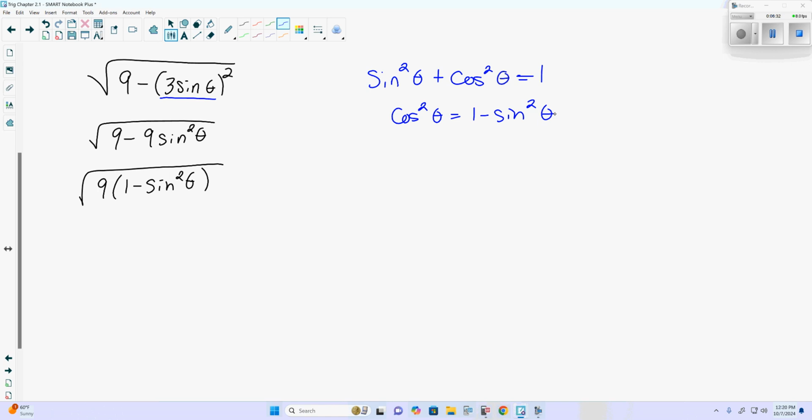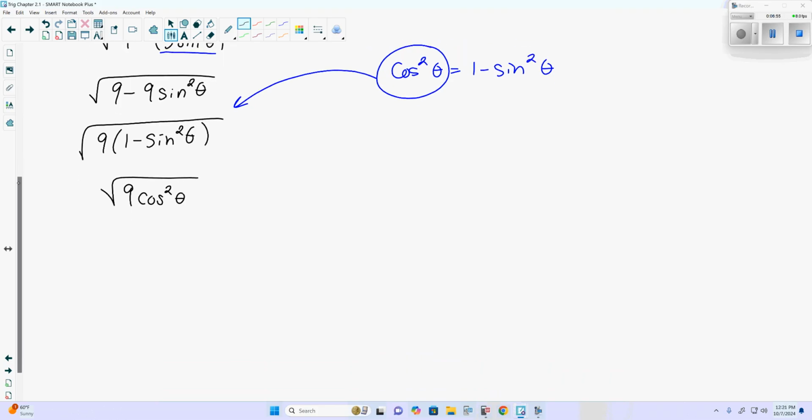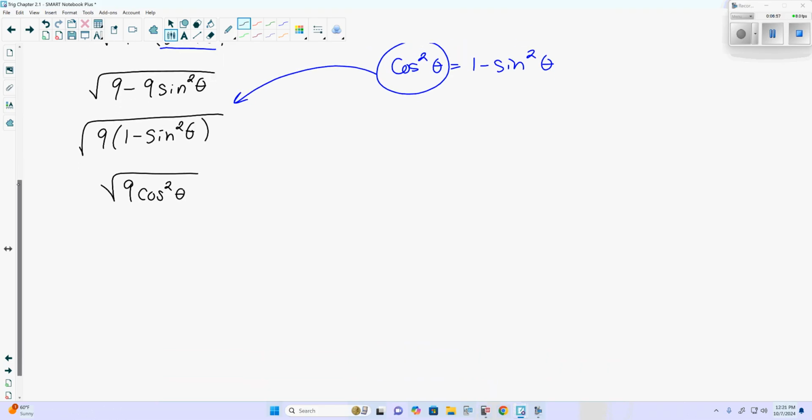And then according to our theorems, sine squared plus cosine squared of theta is 1. Another way we can say it is cosine squared is equal to 1 minus sine squared. We can replace our 1 minus sine squared with cosine squared of theta. Questions on this here?